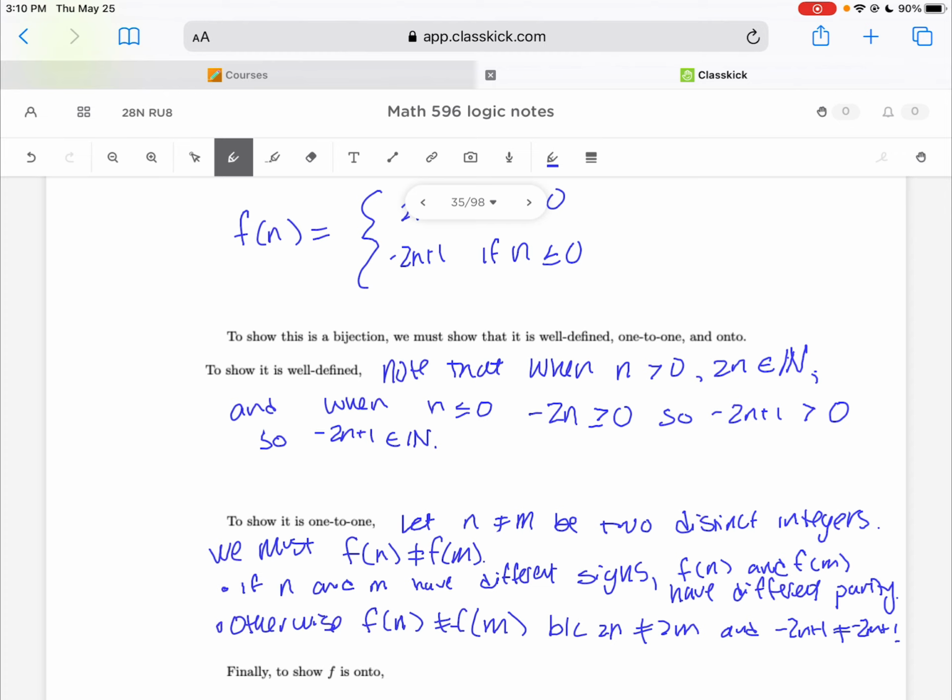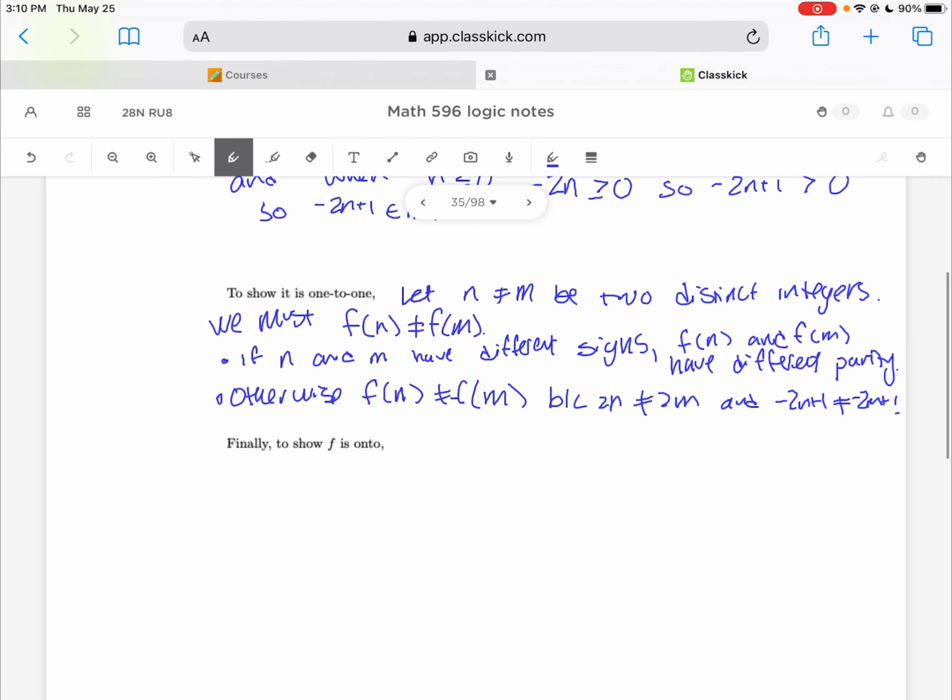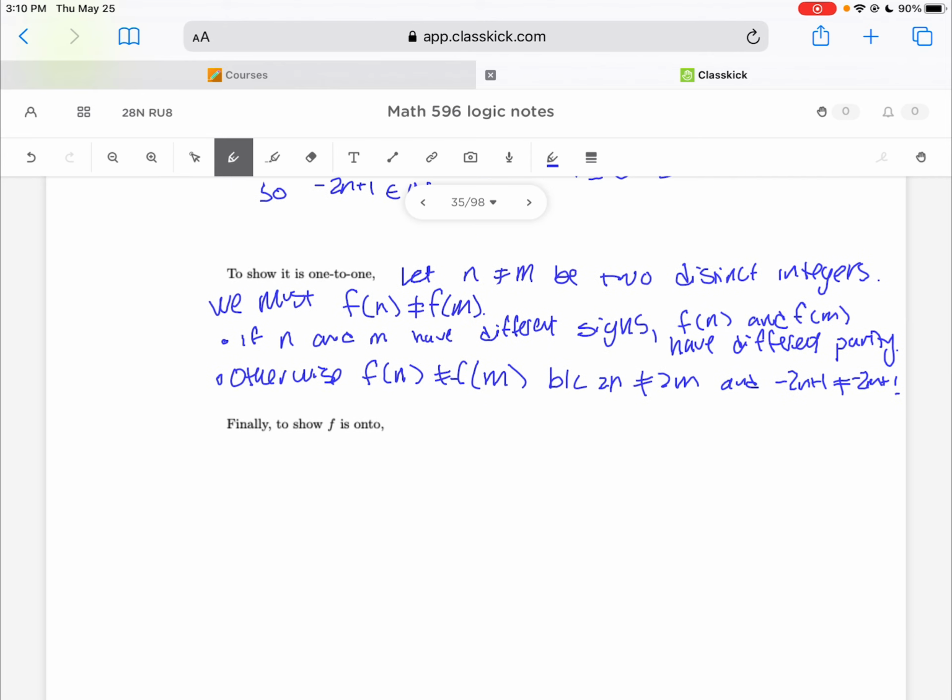The last thing that we need to show is that the function is onto, or surjective. That means that the codomain is equal to the range. Remember, the codomain was set to be the natural numbers, so what we're trying to show is that every natural number actually shows up as an output to this function. That is to say, if we're thinking about this as Hilbert's hotel, every room ends up with somebody in it. So this, again, is not too hard to show, although we have to do it in cases again.